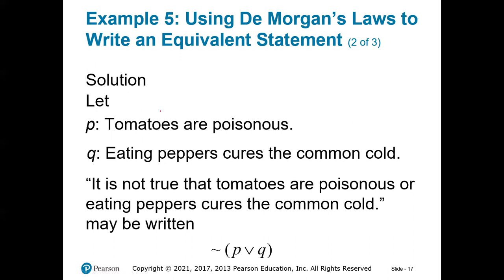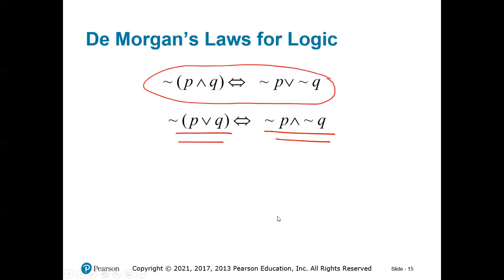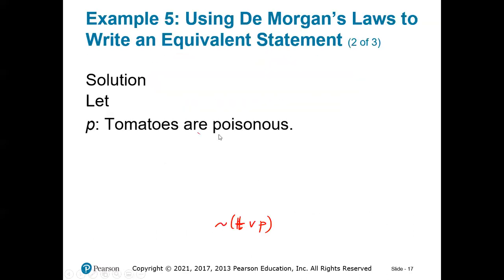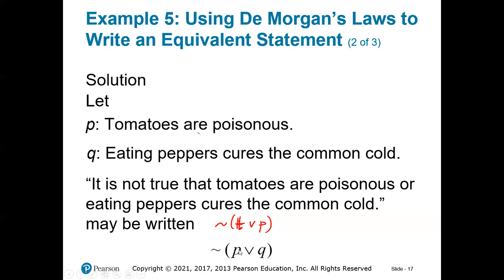In my explanation, I put the negation of T. I use T for tomatoes, or P, I think, for peppers, right? Did I use P? Let me go back. Yeah, I use P for pepper. So it's the same thing. They use P and Q. I use T and P.